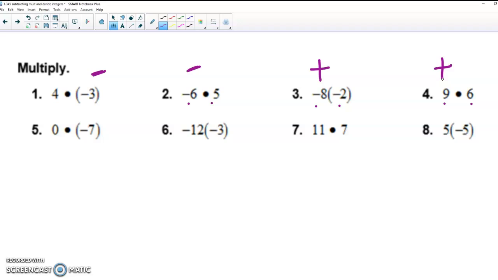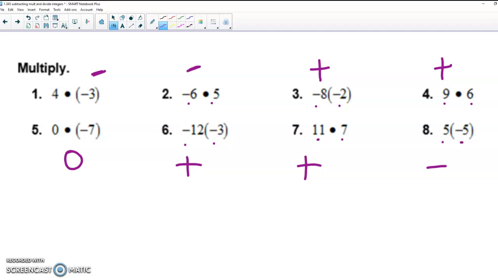I'm going to keep going through. 0 times anything is just 0, so we'll leave that 0. Two negatives can hook up together, they'll hang out together, they'll be happy. Positive answer. Two positives are just going to stay positive at the party. And one of each, you put one negative in there, your answer is negative.